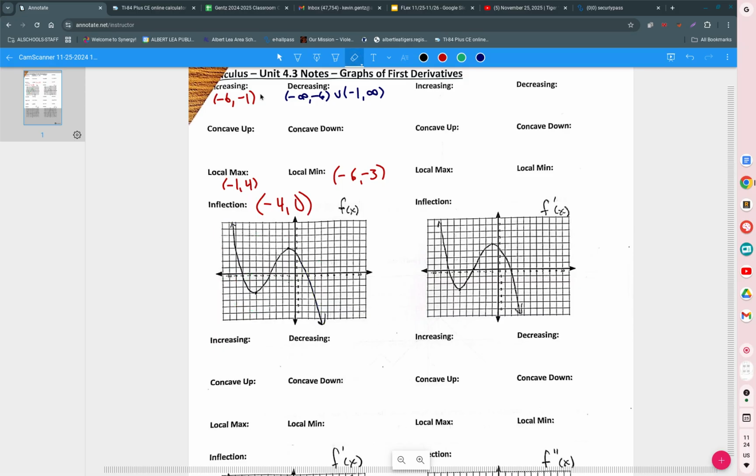Well, then what is concave up and concave down? If you notice here, concave up is going to be in that section, so from -infinity to -4, and then concave down from -4 to infinity.